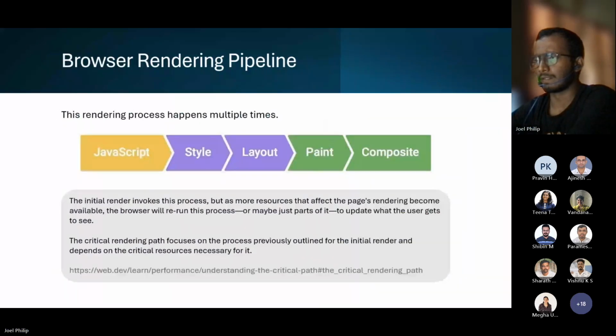So the initial render process. When it becomes available, the browser will render the page, but that's not the only time that the browser is going to render the page, because there may be parts of it which it may render later on based on different interactions which the user is making with the page. So we'll be focusing on what happens through style, layout, paint, and composite. So I've linked the references which you can explore for further reading.